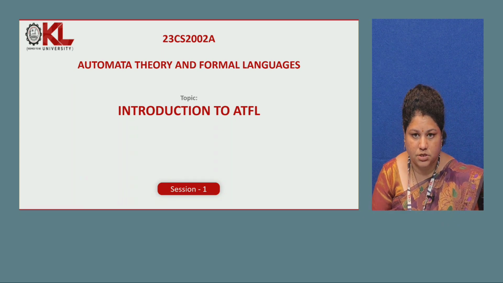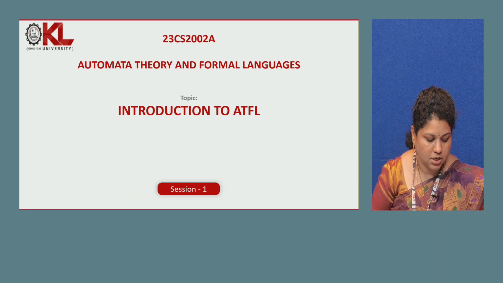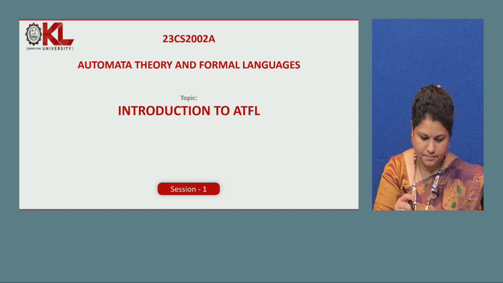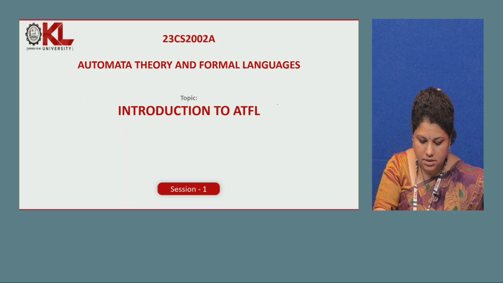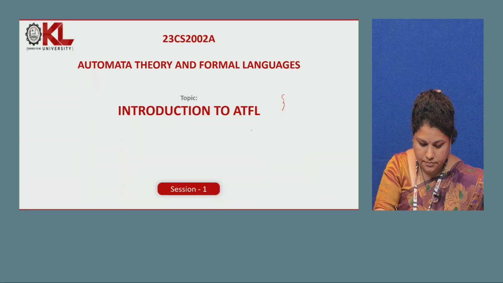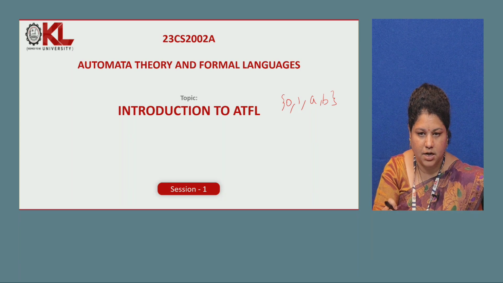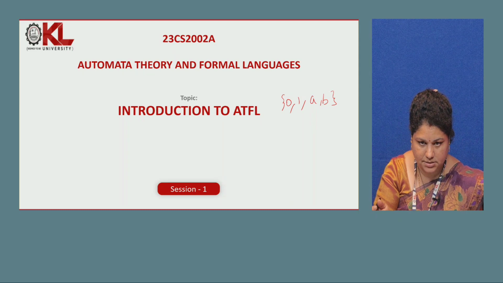So the first one is symbols. Symbols are nothing but 0, 1, A, B, C. These are all binary digits and characters. Any character comes under symbols.